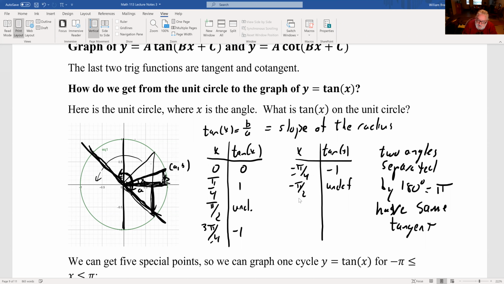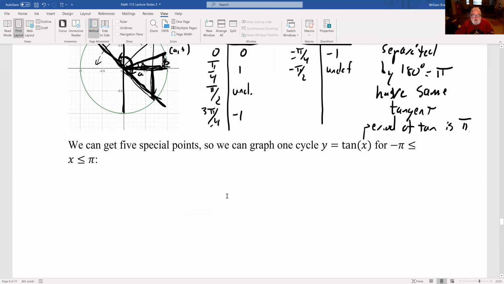What's the upshot of that? The period of tangent and cotangent is pi. The other four, sine, cosine, secant, cosecant, have periods of 2 pi, but tangent and cotangent have period of pi, because we're just looking at these slopes of the line, and they repeat every 180 degrees.